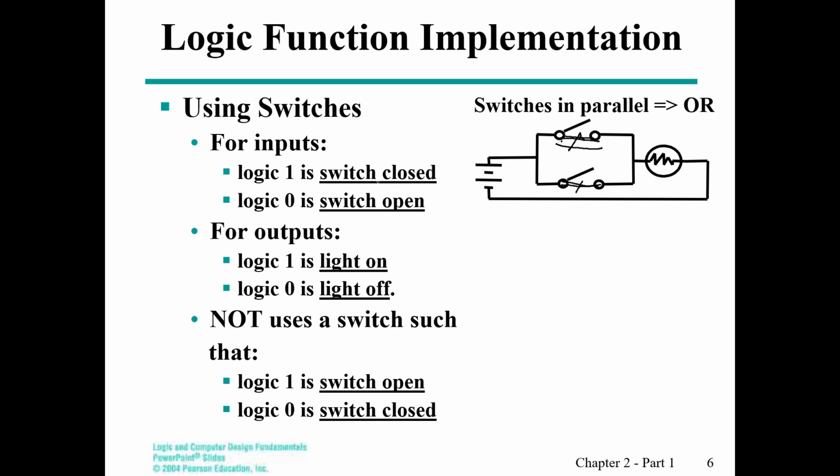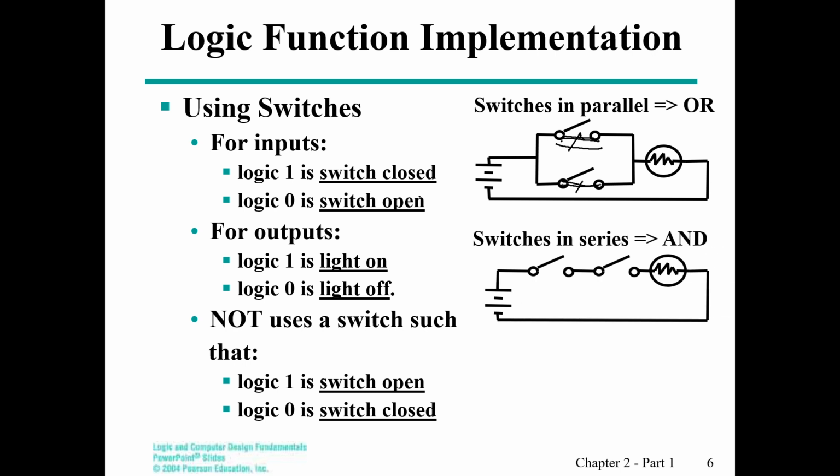For logical 1, the switch is closed. For logical 0, the switch is open. Then next, for an AND gate, both the switches are connected serially. This is also for logical 1, light is on, logical 0, light is off.